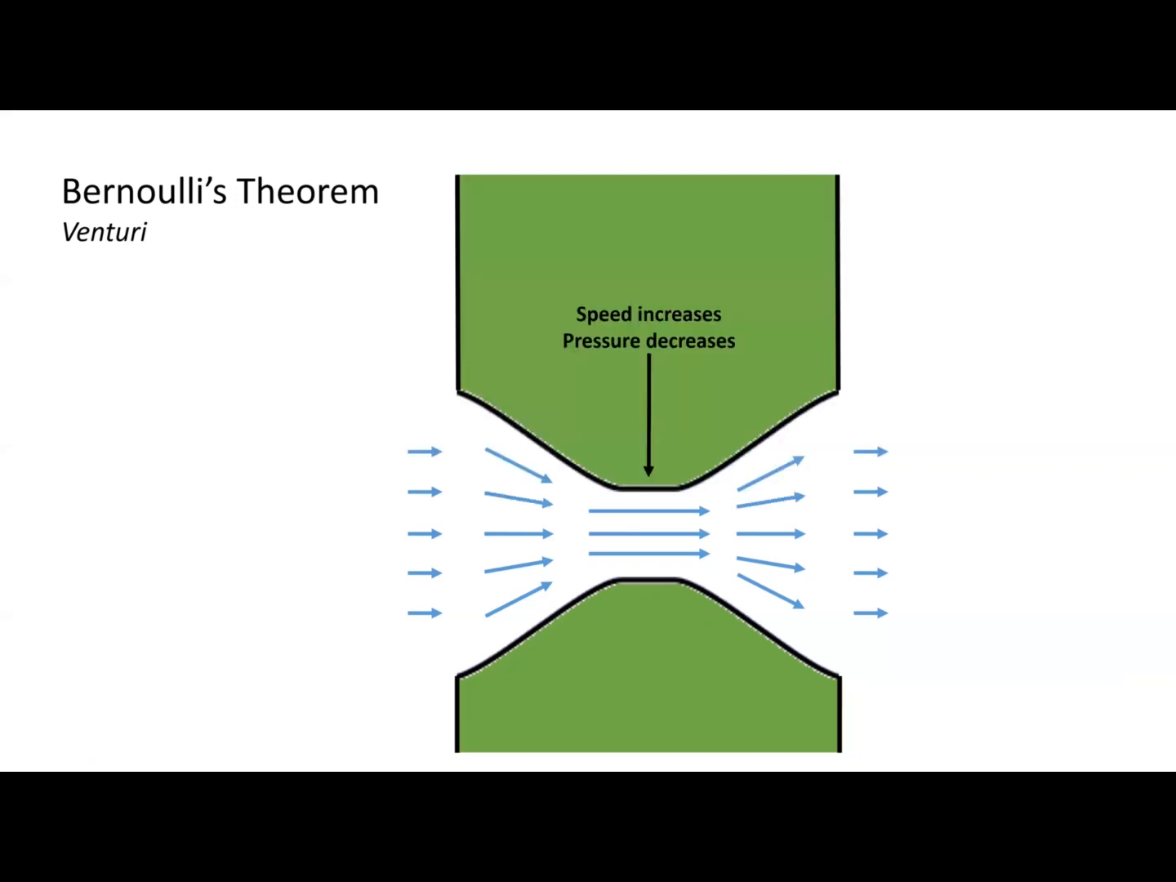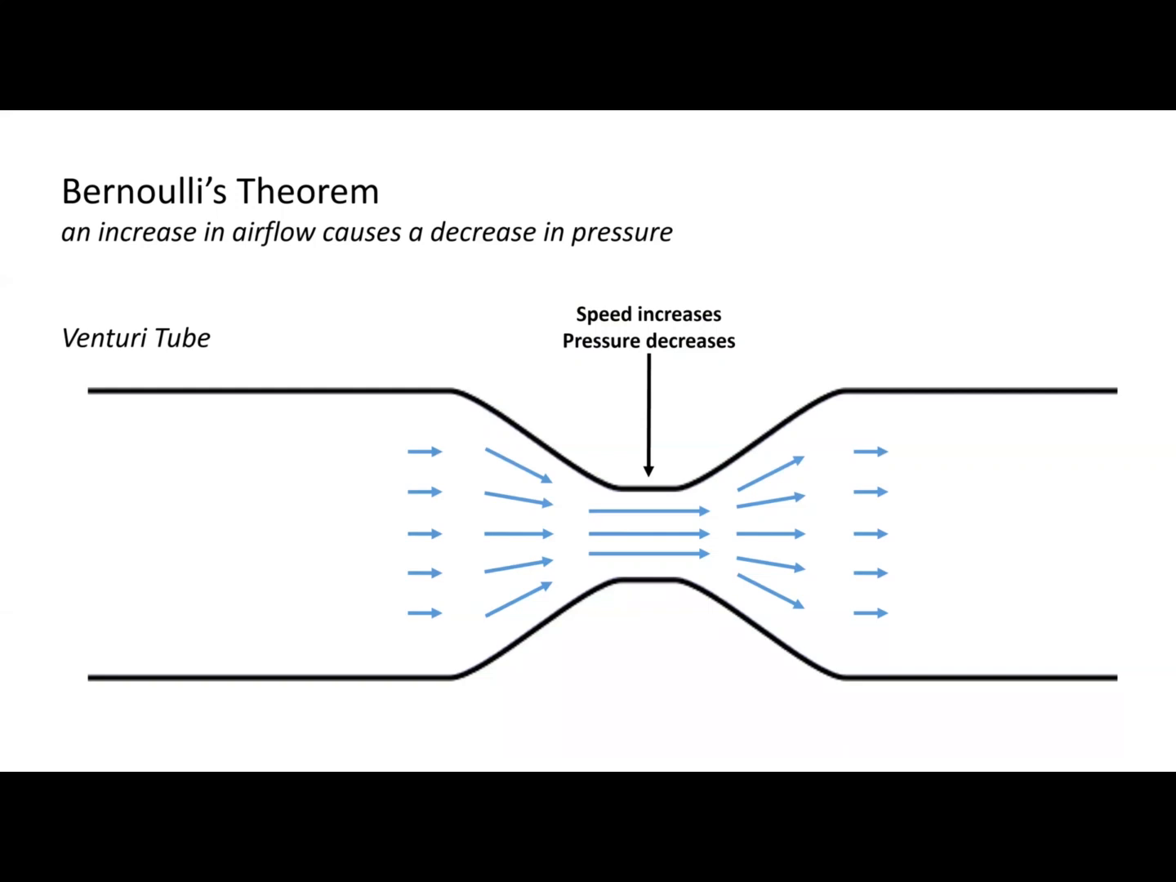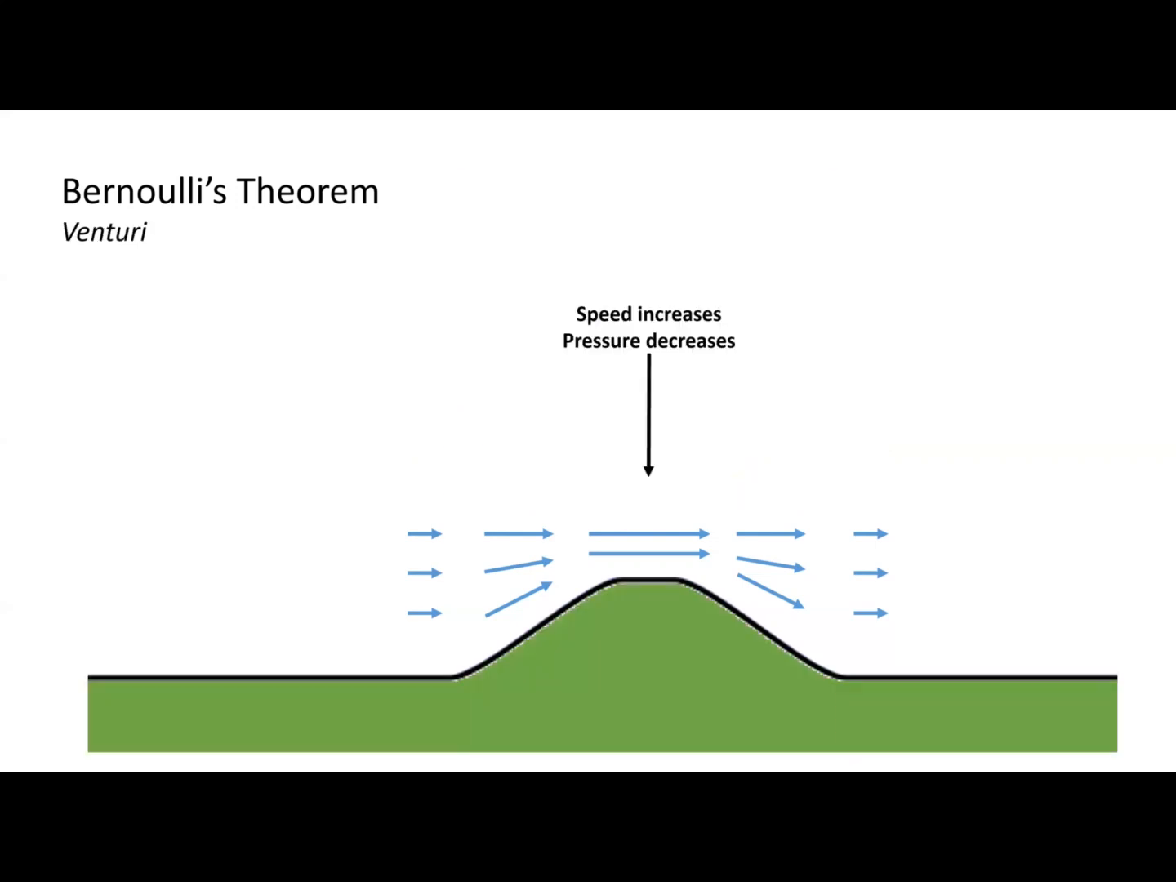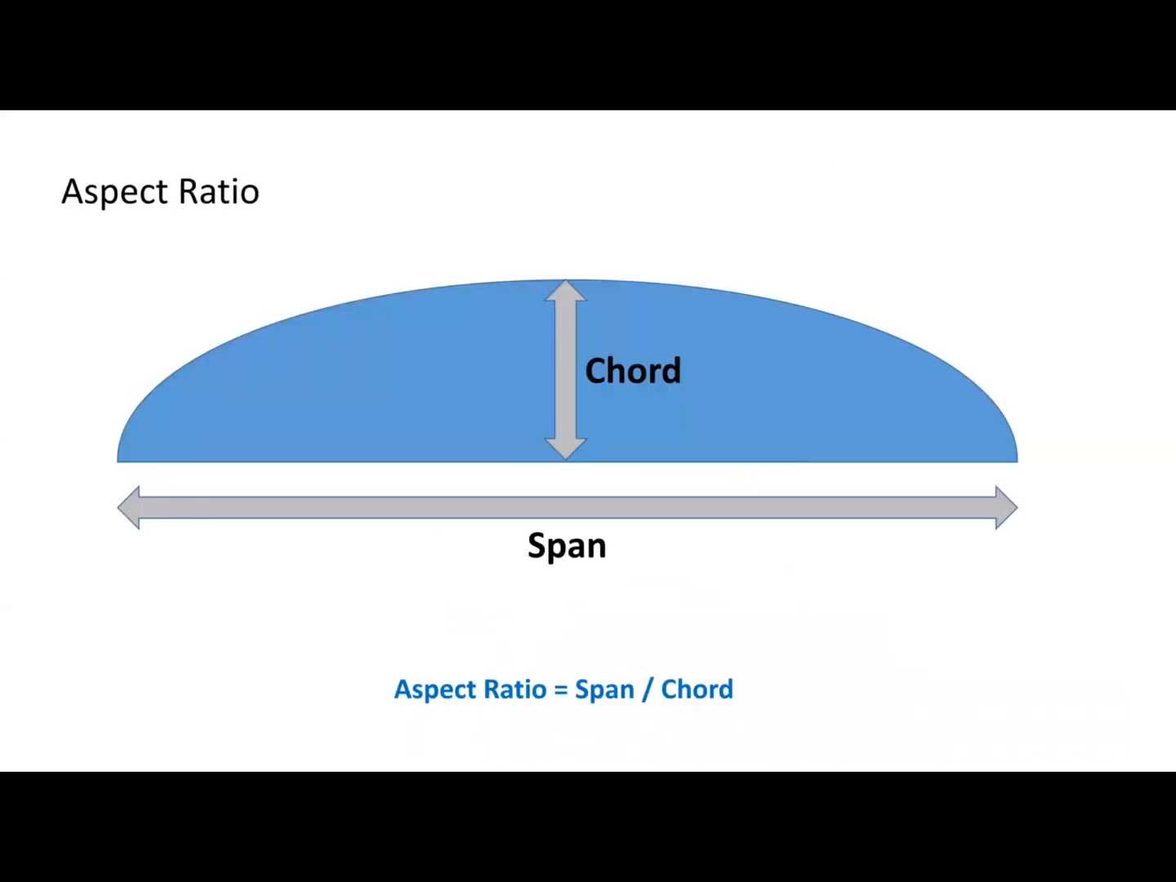So Bernoulli's theorem: increase in airflow causes a decrease in pressure. So aspect ratio, I guess everybody knows what aspect ratio is. It's the ratio of the length of the span of your wing to the length of the chord. The span divided by the chord.